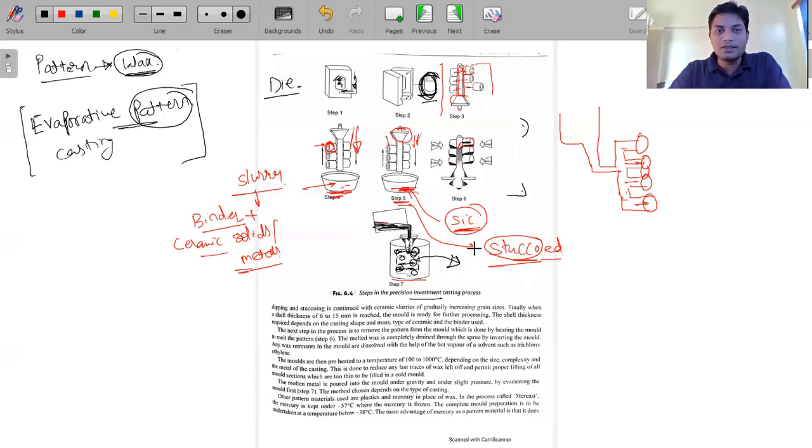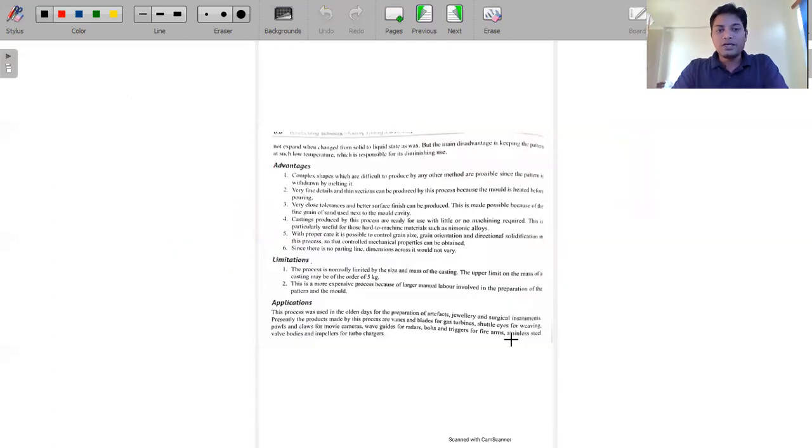All of this is written in the PDF, in these lines and paragraphs. I'm just briefing you on what this casting is and how we can do it. Okay, let's move to the next one. Please, guys, go through the advantages, disadvantages and theory part. The theory that I have discussed is what is written there, so you can see it at least once.